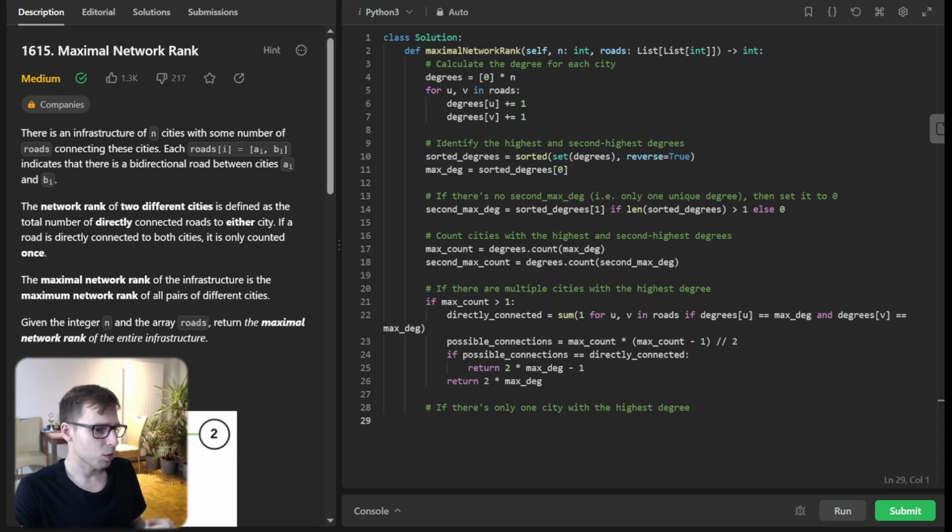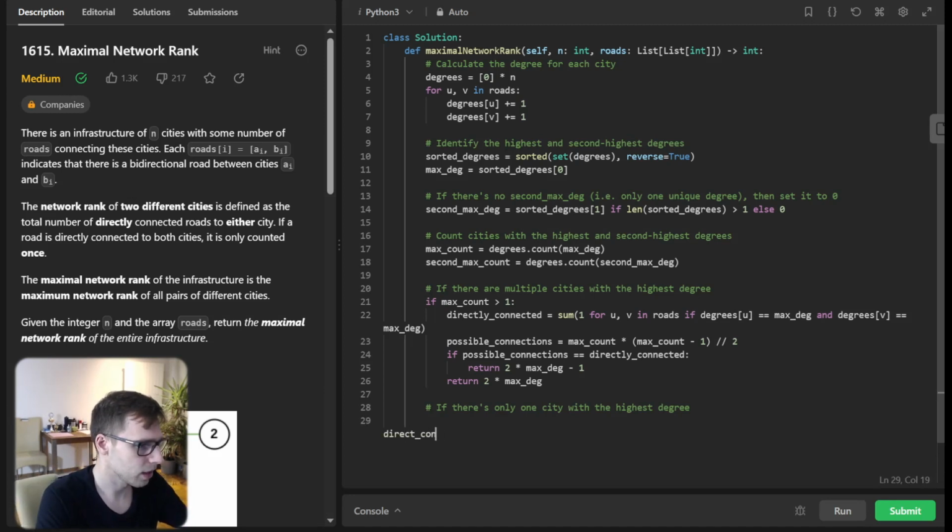And now finally, the combined network rank of two cities with the same degree would be 2 times degree minus 1 only if all such cities are directly connected. Otherwise, it's just 2 times degree. And finally, if there is only one city with the highest degree, we will check its connection with the cities having the second highest degree.